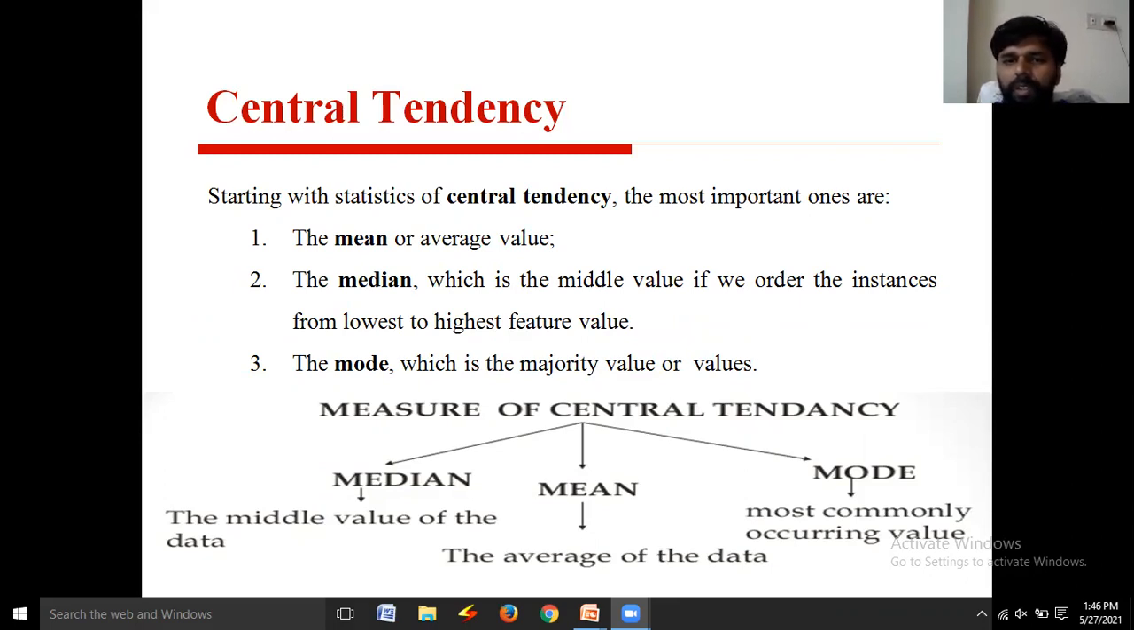Whereas mode indicates the most frequently occurring value. I am talking about one mode; you may consider 2 modes or 3 modes, like that. The most occurring value is represented by using mode. Simply, we are counting the number of occurrences of a particular value from the data set. These are the 3 important measures we are using under central tendency.